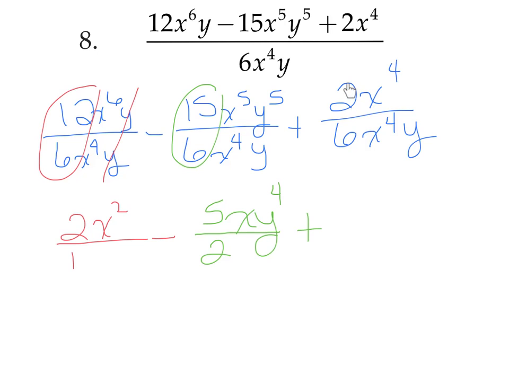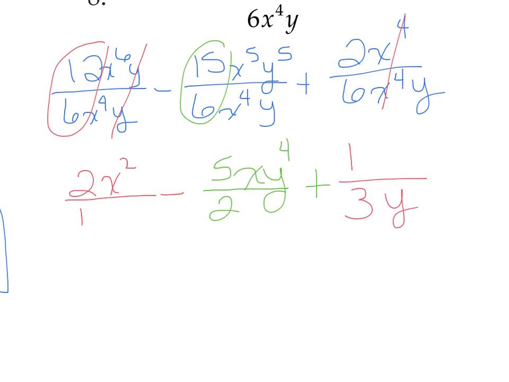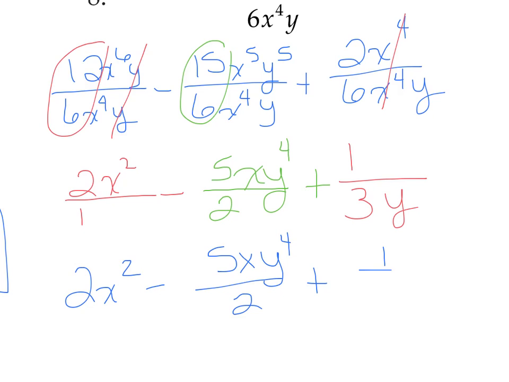Okay, 2 over 6 reduces to make 1/3. The x's cancel each other because they're the same, and we have just this 1y here. So we can simplify just a little bit. Now, we can get rid of this 1 because we don't need the 1's in the denominator, but we cannot get rid of this 1. You always have to keep your numerator open. So this becomes 2x squared minus 5x y to the 4th over 2 plus 1 over 3y.